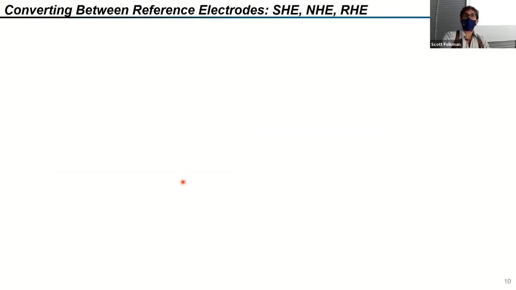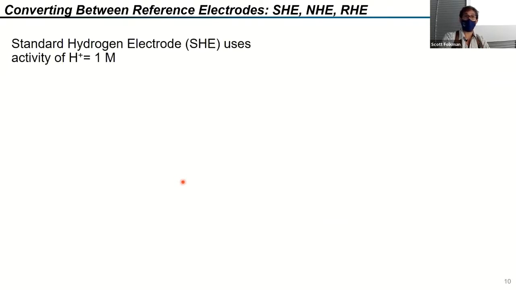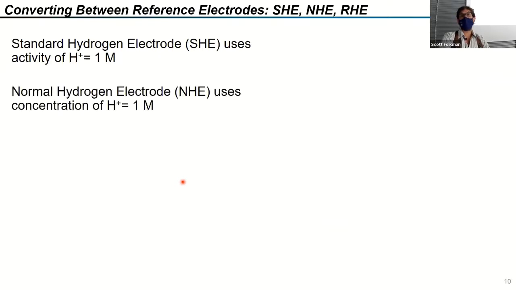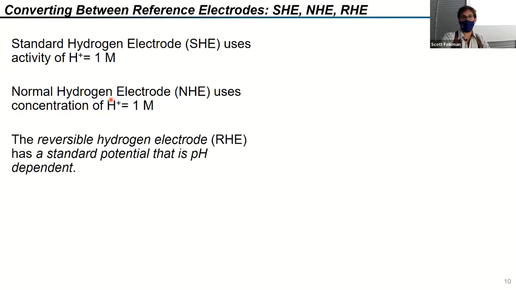So another reference electrode that's very common that we use a lot in artificial photosynthesis is the hydrogen electrode. So the standard hydrogen electrode uses an activity of 1 molar H+. The normal hydrogen electrode uses a concentration of H+ of 1 molar. So obviously those are going to be quite close depending on the activity coefficient. And most of us use NHE for simplicity. But if you're getting into some thick analytical problems, you might consider the activity of H+.